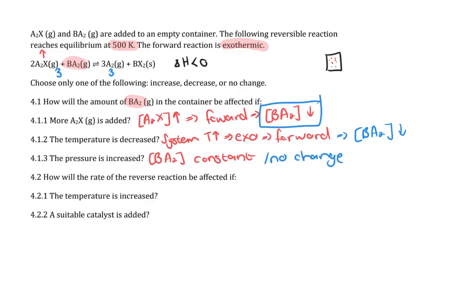And then, how will the rate of the reverse reaction be affected if? And this is a very important question. This is a tricky one, because remember, now they're not asking about the concentrations of either your reactants or your product. They aren't asking what reaction is favored. They are only asking rate of reaction, which means you don't have to worry about chemical equilibrium. You only have to worry about your reaction rate.